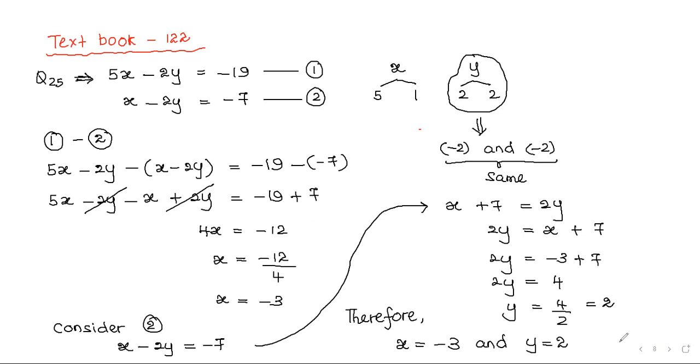So then we will move to the next question. That is question number 29. Question number 29, children, let us see what they have given. That is 3p plus 5q equal to 17. And the next equation, 4p plus 5q equal to 60.